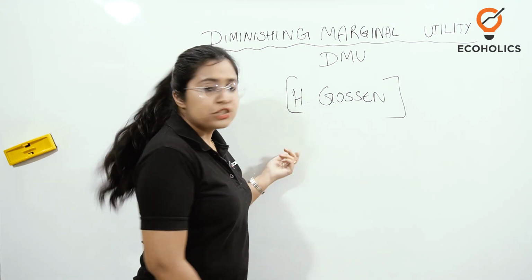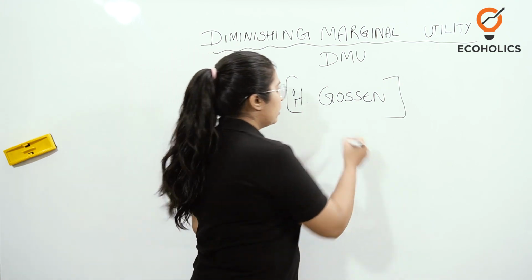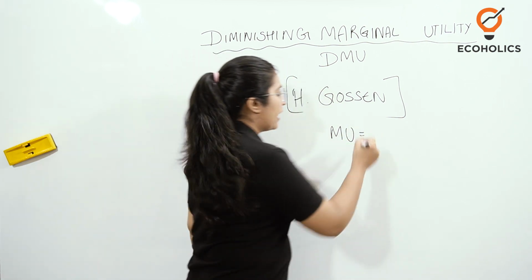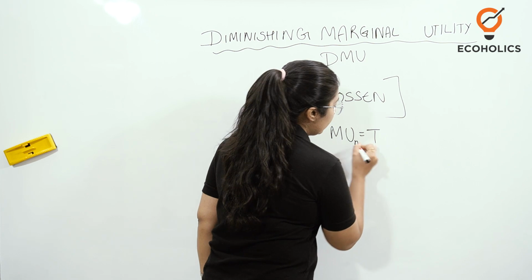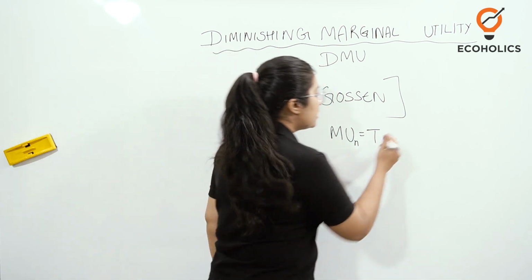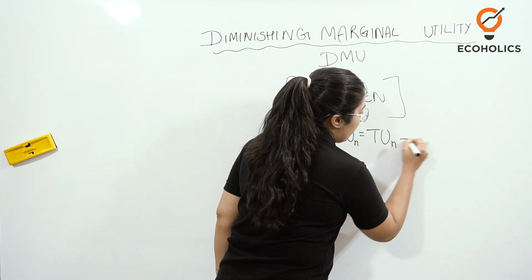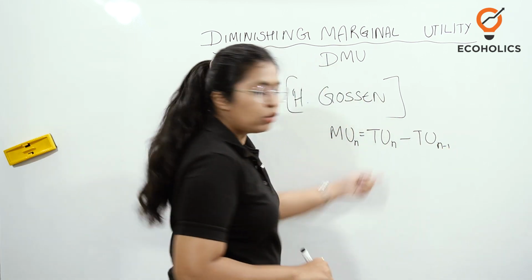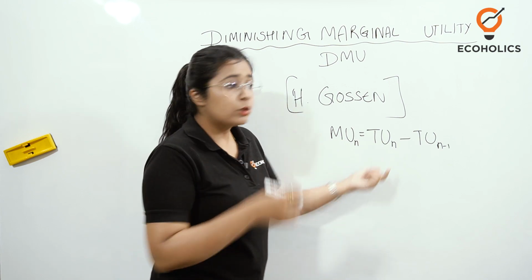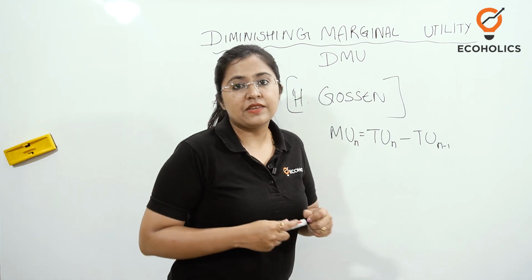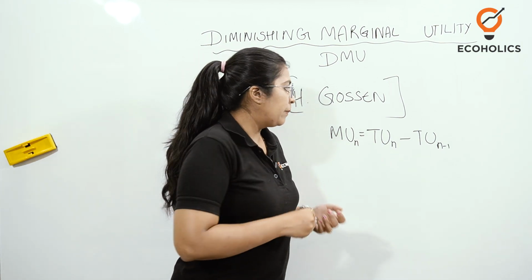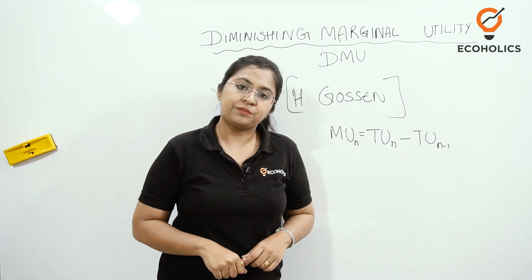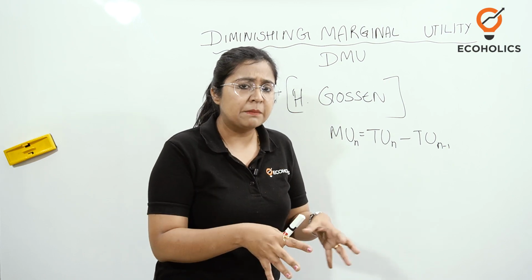Now what is marginal utility? In equation format, the marginal utility of the nth term is the total utility of the nth term minus the total utility of the (n minus 1)th term. Normally this is the equation that's also sometimes asked in competitive examinations like UGC NET, to select which is the marginal utility equation. It's also a formula, so you can also put some terms in it.